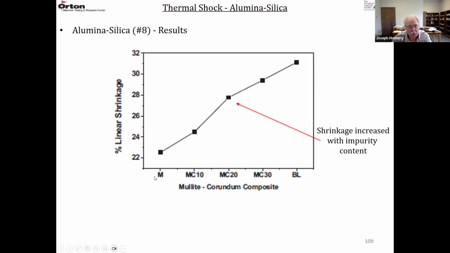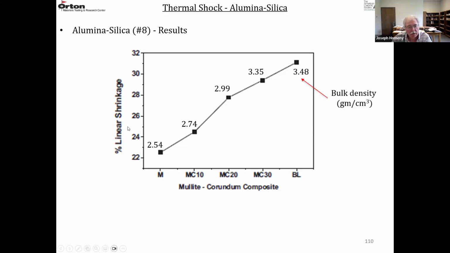So they measured linear shrinkage versus the composition. This is 100% mullite, and then this would be 100% corundum. So you can see the shrinkage goes up as the mullite concentration goes down. So maybe 22 to 30% shrinkage. Basically, they're saying there's more impurities present as the alumina content goes up, impurities from the bauxite. So that gives rise to the shrinkage behavior. So increasing shrinkage with increasing alumina content.